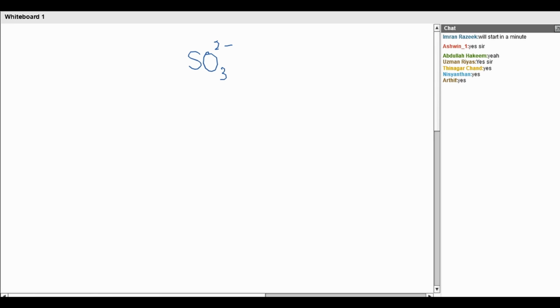Now look, the first rule is to draw the skeleton, not skeletal. Skeletal is different. We'll be discussing skeletal structures later in organic chemistry. Skeleton structure. What is a skeleton structure? You connect the central atom to the terminal atoms by single covalent bonds.